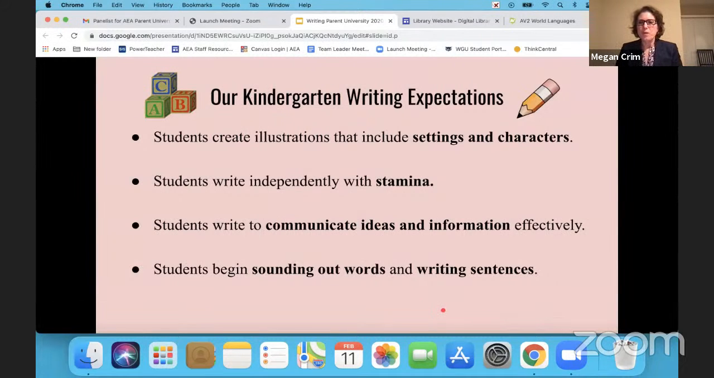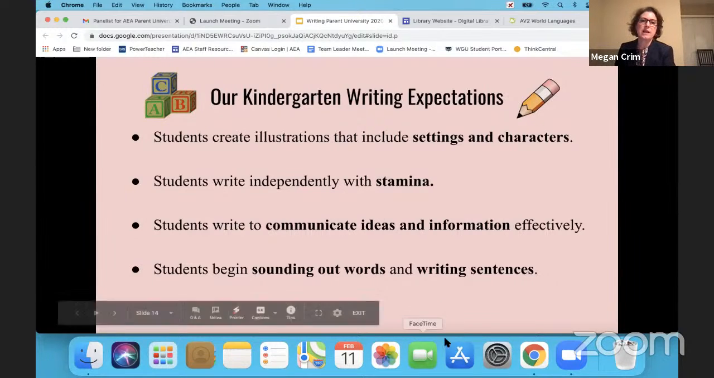So here are the kindergarten expectations for writing: that students create illustrations that include settings and characters. So that's that narrative writing that I was talking about earlier. So reading books about characters and talking about characters and settings in any language has value for when they're going to be asked in kindergarten to do some writing.